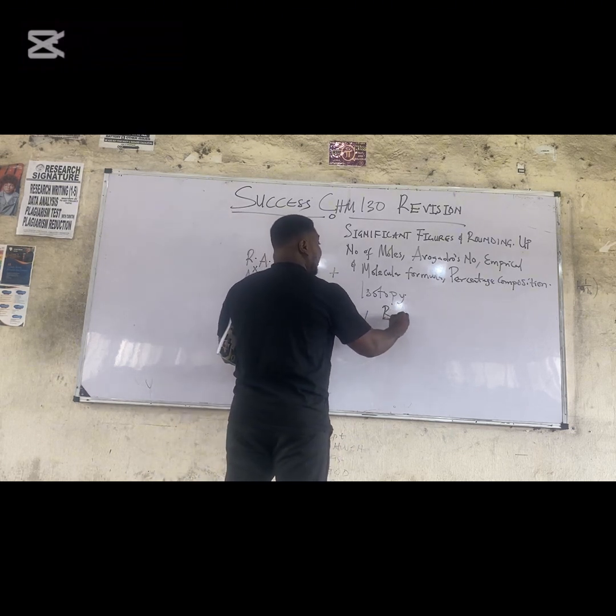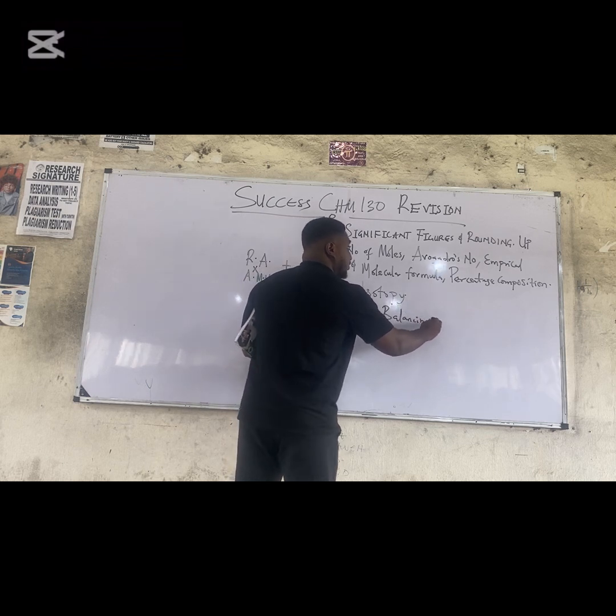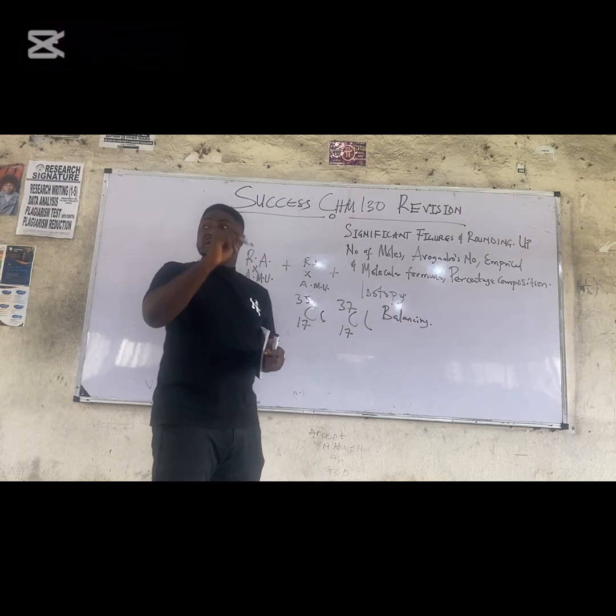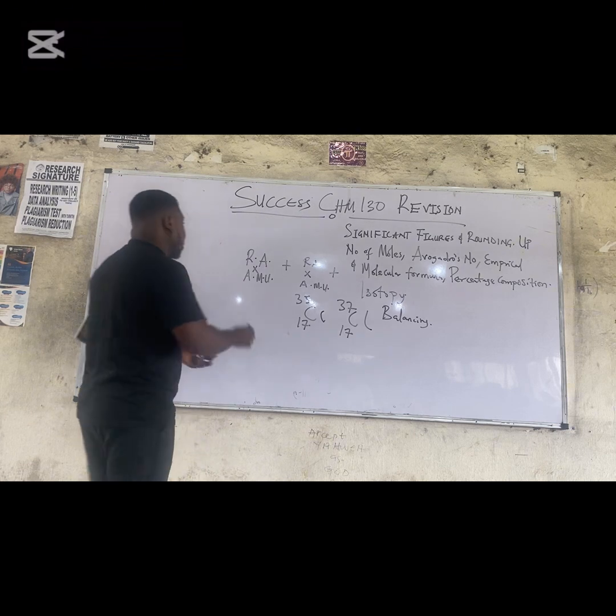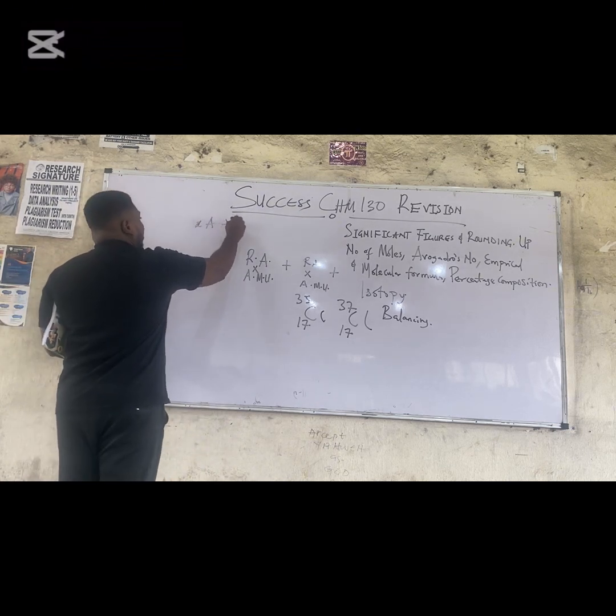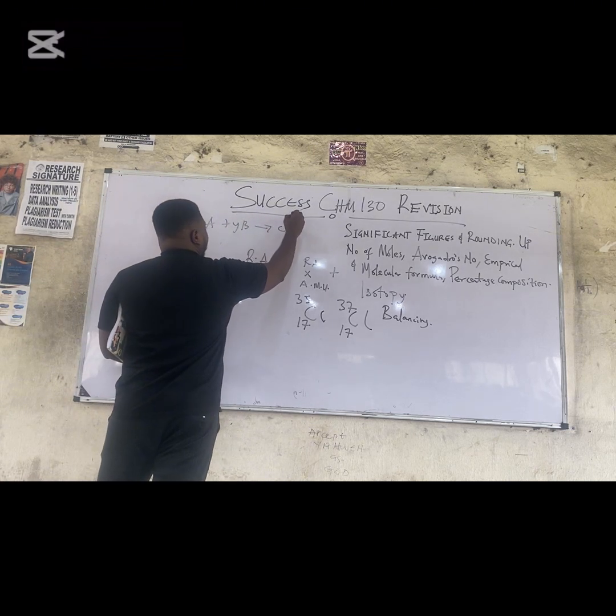Balancing of chemical equations. Class, you're given an equation and you see x, y, z, and you're asked to find the correct values of x, y, z in the equation. Given the equation xA plus yB to give cF.